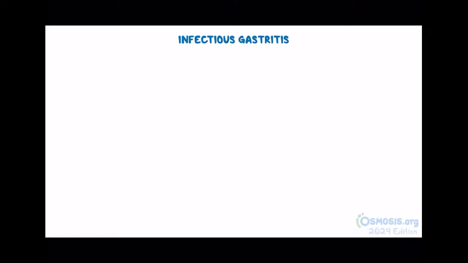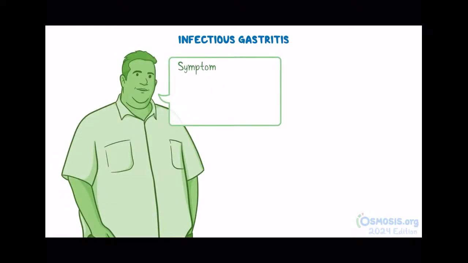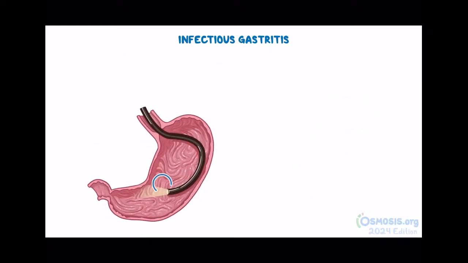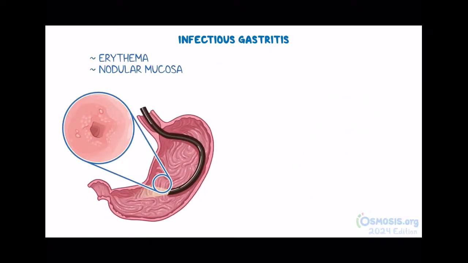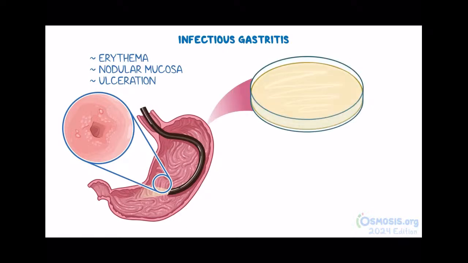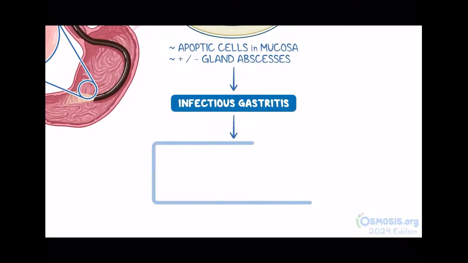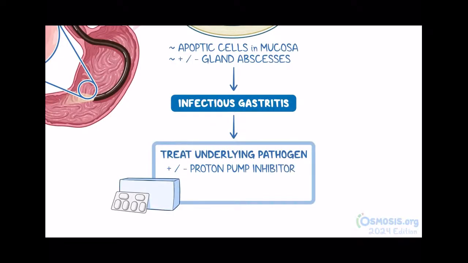Let's move on to infectious gastritis. In this case, the patient might report symptoms of infection like fever, malaise, and fullness, and the microbiology testing might identify a specific pathogen. Next, the EGD will show erythema, nodular mucosa, or ulceration, while the biopsy will reveal apoptotic cells in the mucosa and, in some cases, gland abscesses. In this case, diagnose infectious gastritis and proceed with treatment, which includes treating the underlying pathogen with or without proton pump inhibitors or H2 blockers for acid suppression.